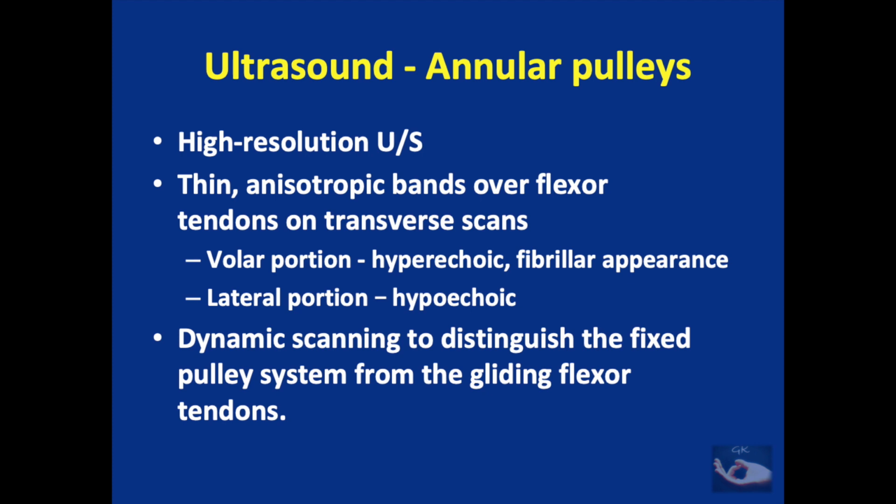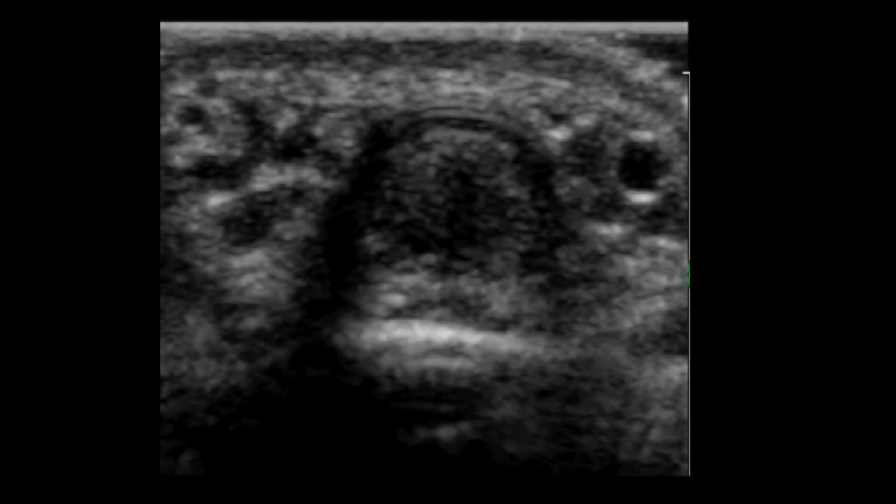They appear as thin anisotropic bands over the flexor tendons on transverse scans. The volar portion appears hyperechoic, whereas the lateral portion of the annular pulleys appears hypoechoic. Dynamic scanning can be done to distinguish the fixed pulley system from the gliding flexor tendons. This ultrasound picture shows the important A2 annular pulley.